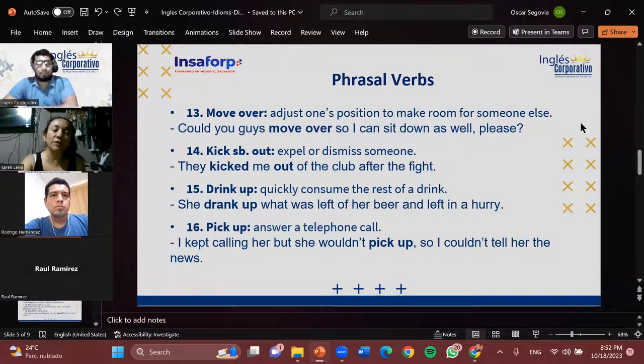But for example, the driver in the bus, that will be move over, you know. Yes. Move over que va vacío, en medio. Exactly. Basically that's when you use move over. Very good. That is a great example.